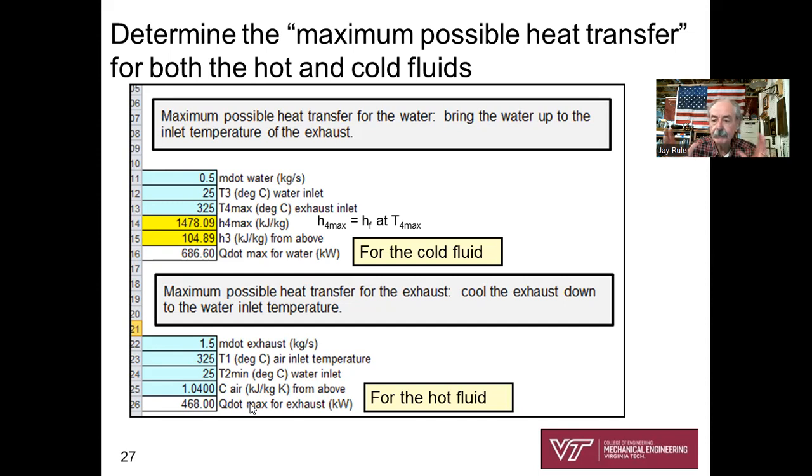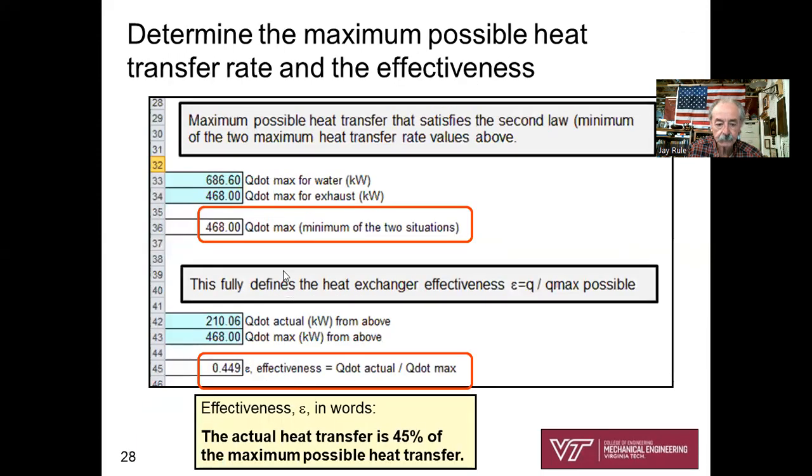So we've got to make a choice. We will pick the minimum. In order to satisfy the second law of thermo, we pick the minimum value. So Q dot max is 468 kilowatts. And here it is. Q dot max is 468, the minimum of those two values.